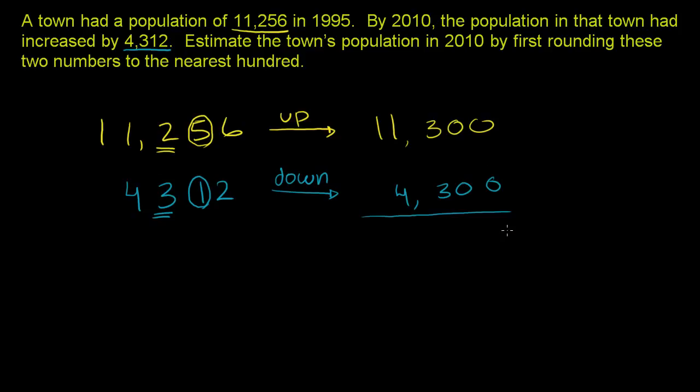0 plus 0 is 0. 0 plus 0 is 0. 3 plus 3 is 6. Let's put a comma here so it's easy to read every third digit. 1 plus 4 is 5. And then 1 plus, we have nothing here, so we just bring down that 1. And we could have written an addition there. We're adding those two numbers. So our estimate of the town's population in 2010 is 15,600.